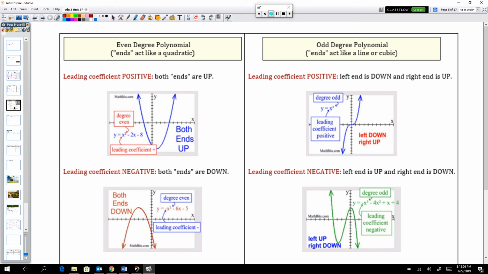The even degree polynomial, we can remember that the ends act like a quadratic. The most simple even degree polynomial is a power of 2. So it's quadratics, which we're very familiar with. So up if it's got a leading coefficient that's positive, down if it's a leading coefficient negative. Odd degree polynomials act like lines or cubics. Lines and cubics are the simplest forms of odd degree polynomials. They're down on the left, up on the right for positive leading coefficient, and they're up on the left, down on the right for negative leading coefficient.